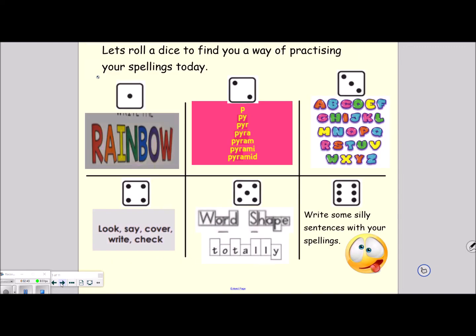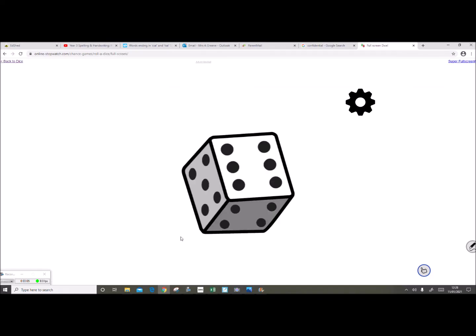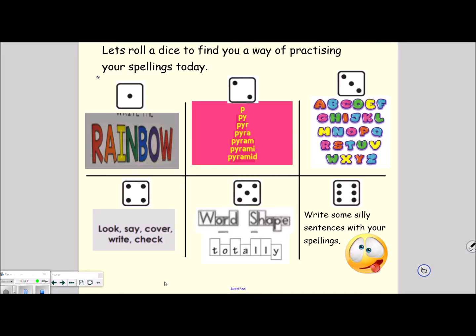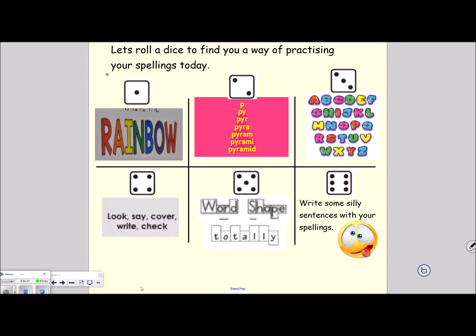Okay, so we're now going to move on for you guys to have an opportunity to practice your spellings again in another way, using a different strategy. So, like yesterday, we're going to roll the dice. Okay, 4. So, for today, we're going to be using look, say, cover, write, check. Choose some of the trickiest words from your spelling list, and then let's try this method.